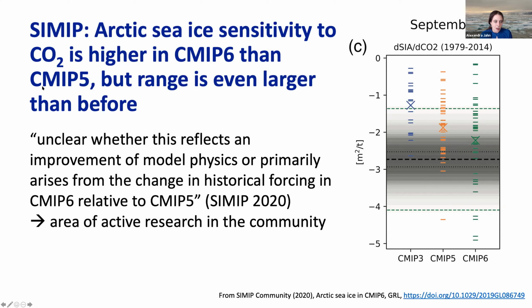And in this overview paper, we just documented that. We didn't have space or capacity at that time to look at whether this really reflects an improvement of the model physics or primarily arises from the change in the historical forcing in SIMIP 6 compared to SIMIP 5. And so that's an active area of research, including in my group, and I know in many others as well, to try and understand why we're actually seeing this change in the sensitivity, and also understanding that on a model by model basis.